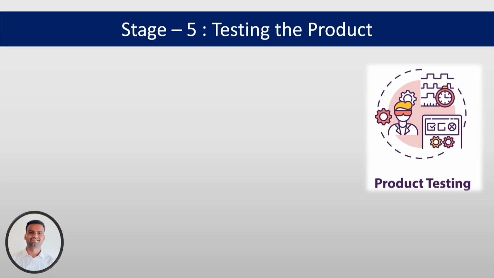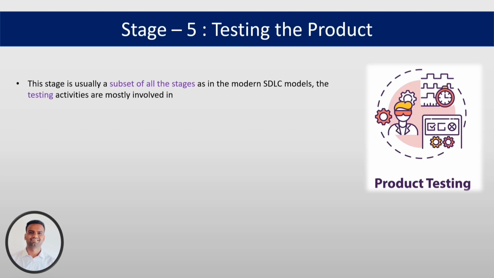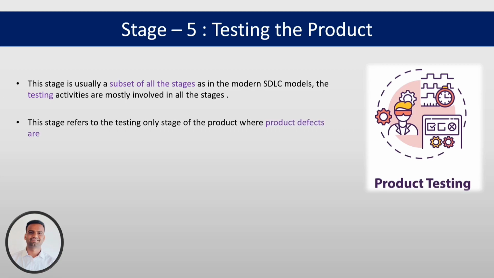Stage 5 is testing the product. This stage is usually a subset of all the stages. As in the modern SDLC models, the testing activities are mostly involved in all the stages. However, in this stage of the product, defects are reported, tracked, fixed and retested until the product reaches the quality standards defined in the SRS document.